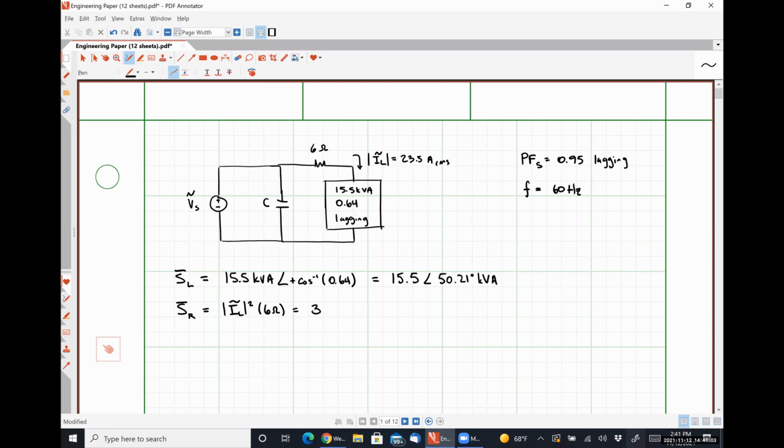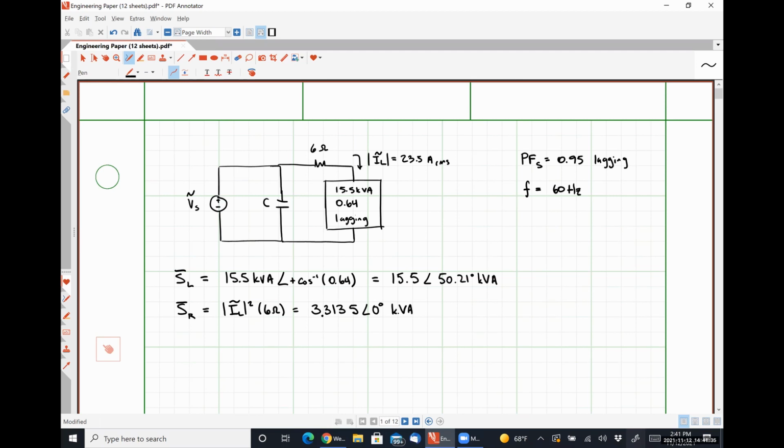So 3,313.5 with an angle of 0 degrees. Complex power. Volt amperes. So this, as it stands right now, would be in volt amperes. So what I'm going to do is move my decimal point 3 over and say that this is in kVA.